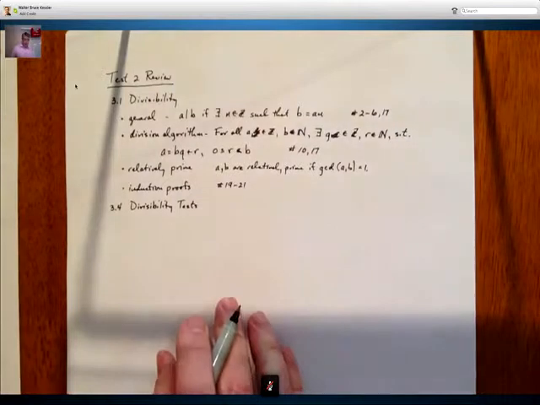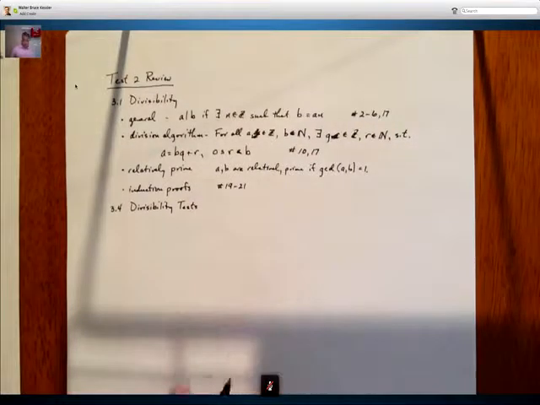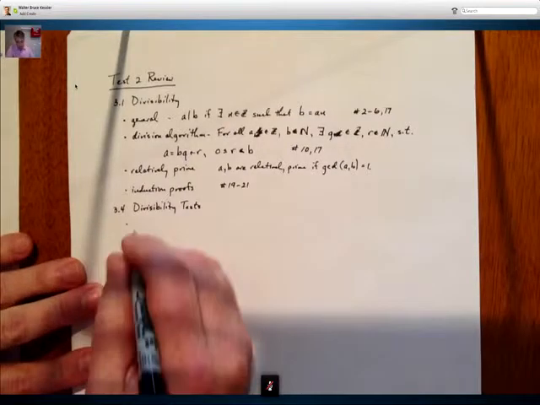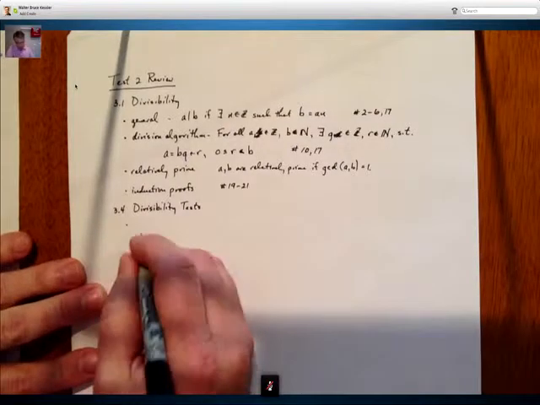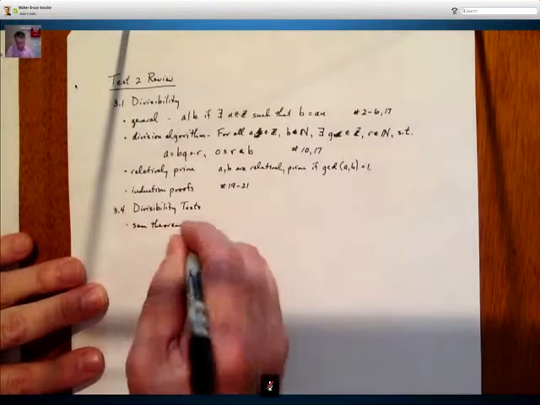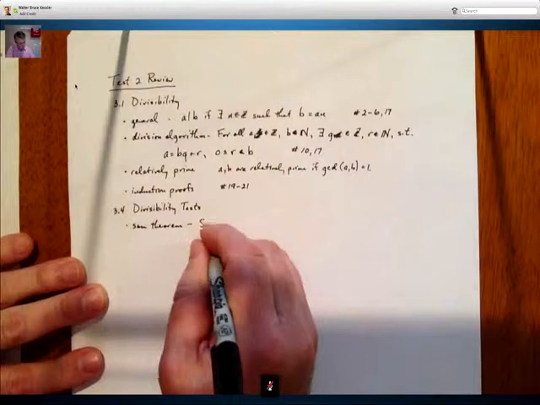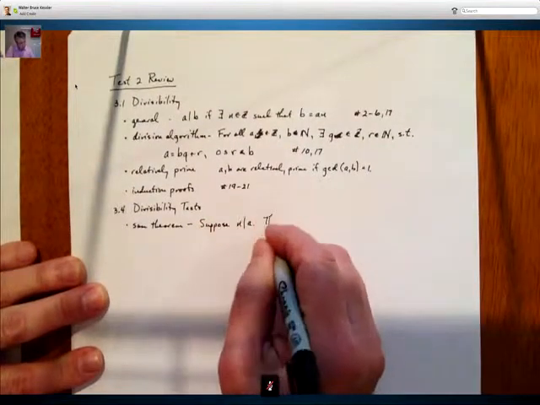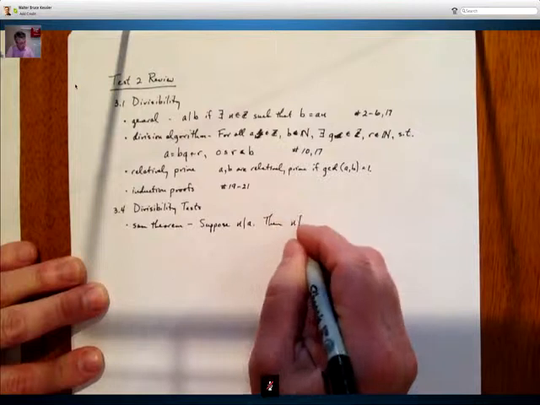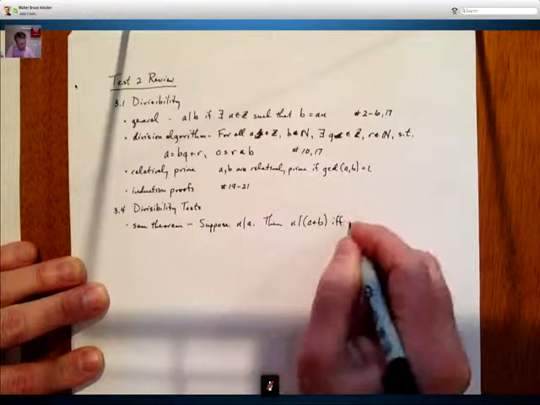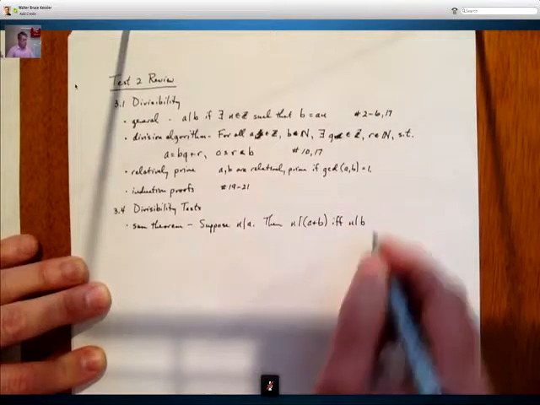which they went through a bunch, and they showed that the general way to prove these things is by using one of two theorems. In most cases, it was the sum theorem. Our sum theorem says this: suppose n divides a, then n divides a plus b if and only if n divides b.